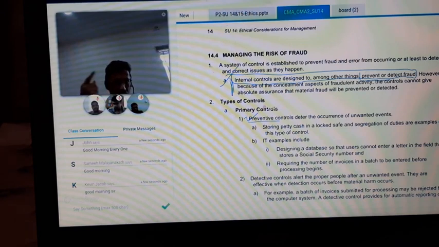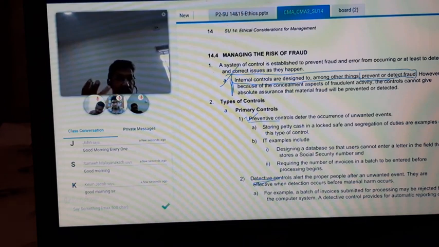It will raise the alarm so that the security or whoever is around can come, and then they can avoid further damage, right? So that is a detective control. It alerts proper people after an event, but it is effective before a material harm has happened, right? That is a detective control.